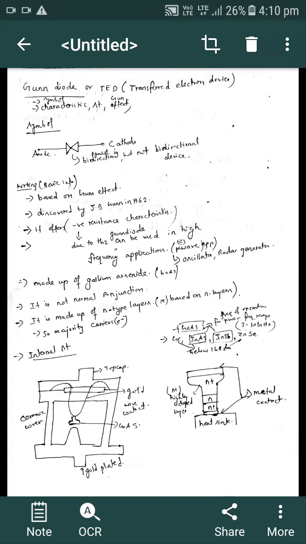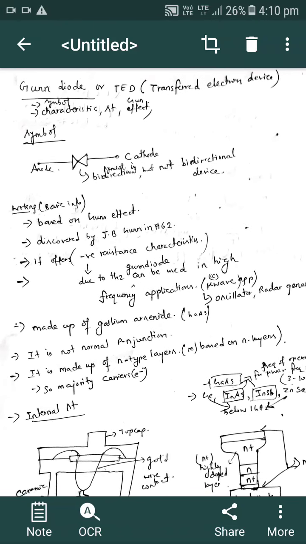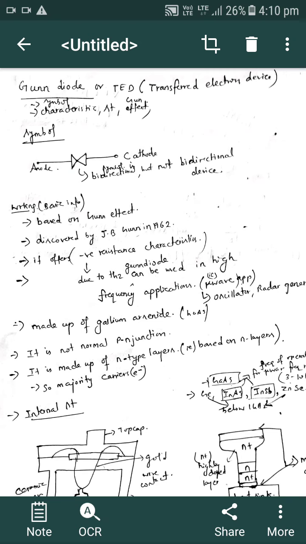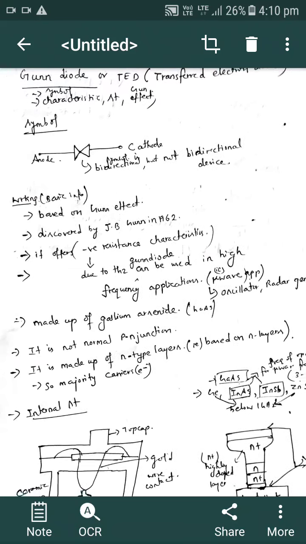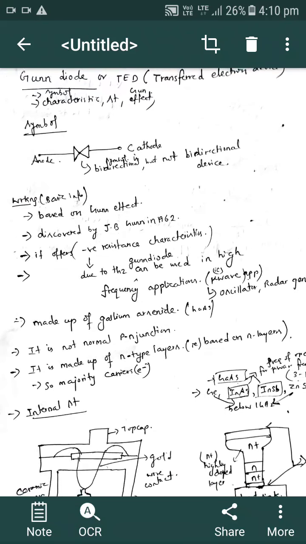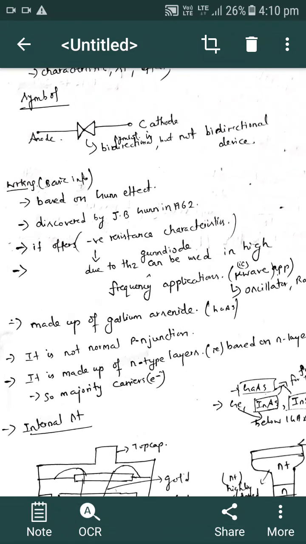Next is the Gunn diode. It is also called a TED, transferred electron device. When you see the symbol of the Gunn diode, it looks bidirectional, but actually it is not a bidirectional device. One end is the anode and the other is the cathode. The working of the Gunn diode is based on the Gunn effect. Later I will explain what the Gunn effect is, and it was discovered by J.B. Gunn in 1962. And this Gunn diode offers negative resistance characteristics.